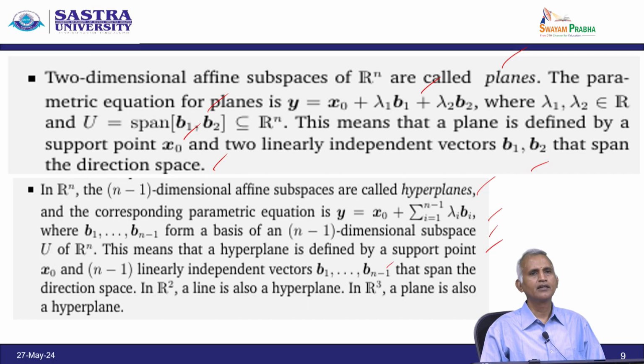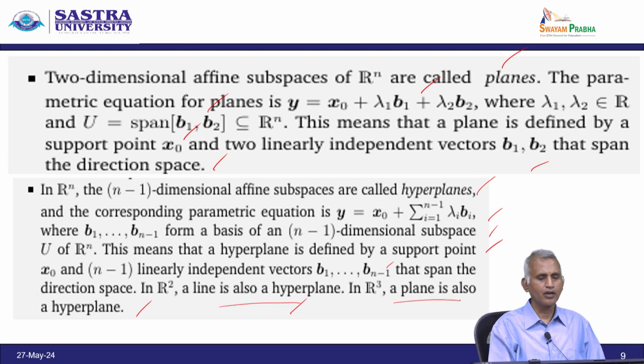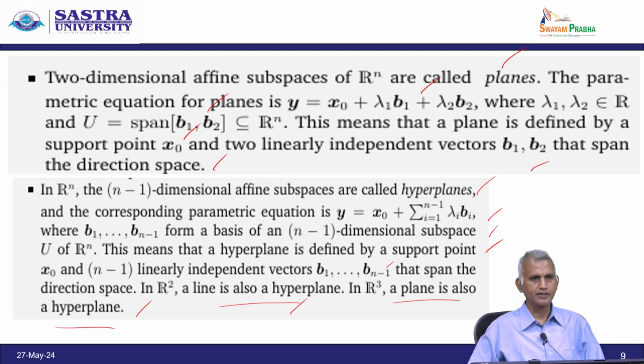In R square, a line is also a hyperplane. In R cube, a plane is also a hyperplane. So, these are two important points to be noted, and in future we have to represent things in terms of line to hyperplane, plane to hyperplane, and how to do that.